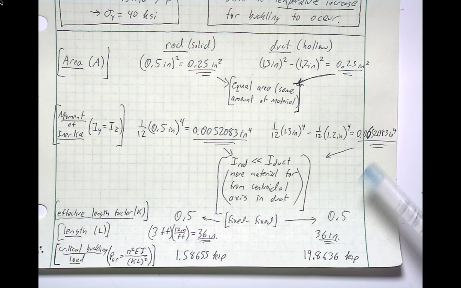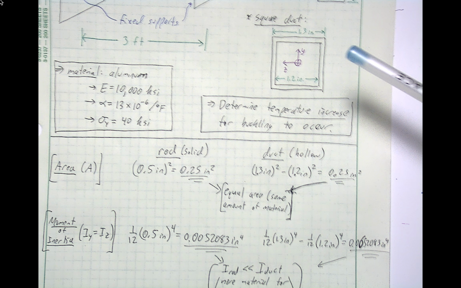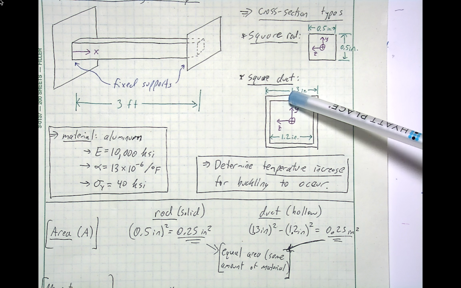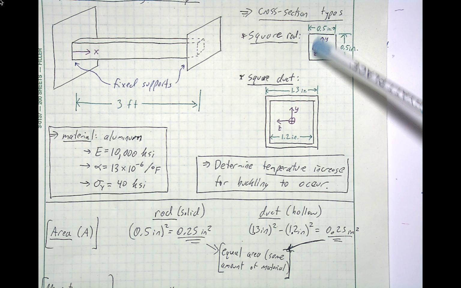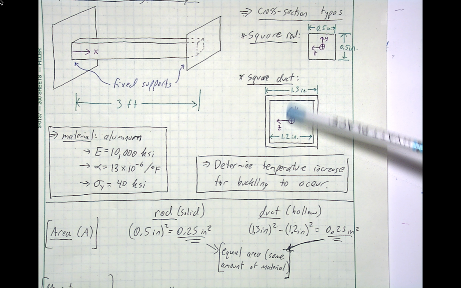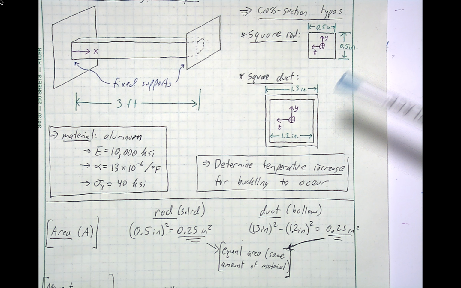And you should expect that. We have a lot more material further away from the axes. The amount of material is the same for both, but we have more of the material further away from the axes of rotation, or the axes of interest here.